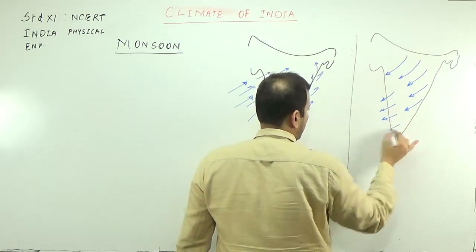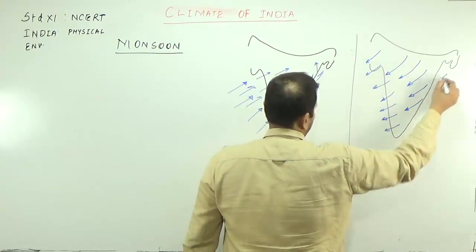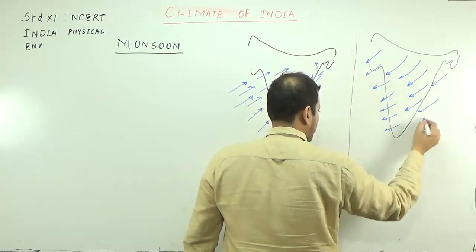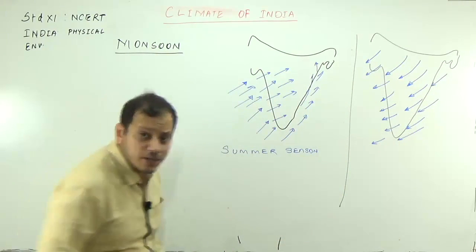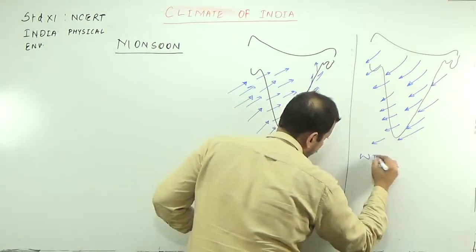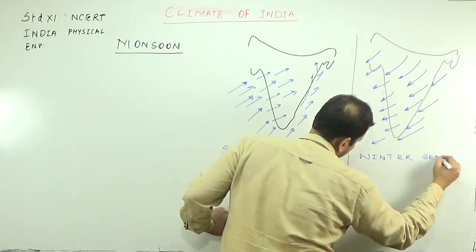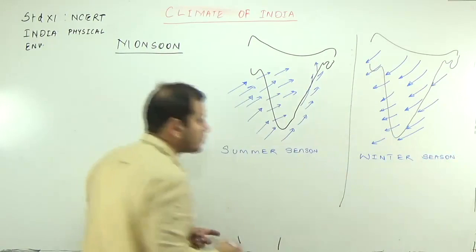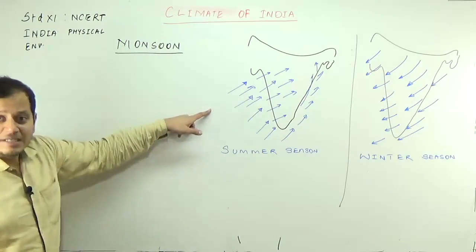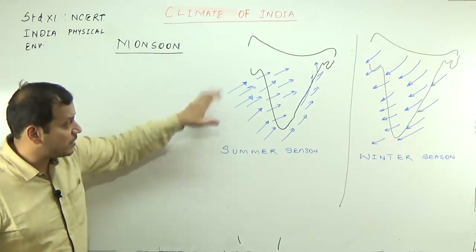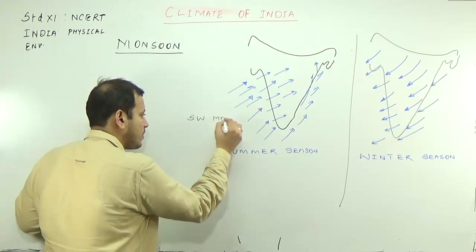My direction of the arrow is now changing here. So this is the wind during the winter season. Such a wind, it is coming from which direction? South. This is the south and western direction. This is known as the southwest monsoon.